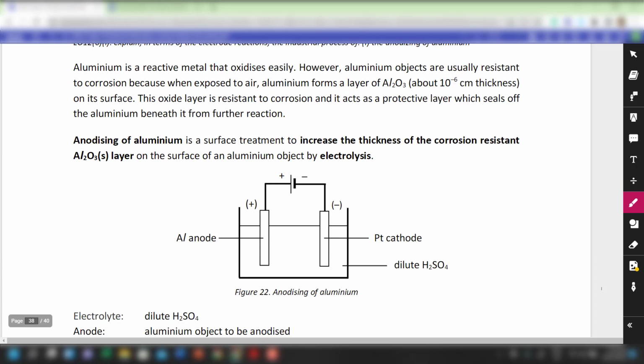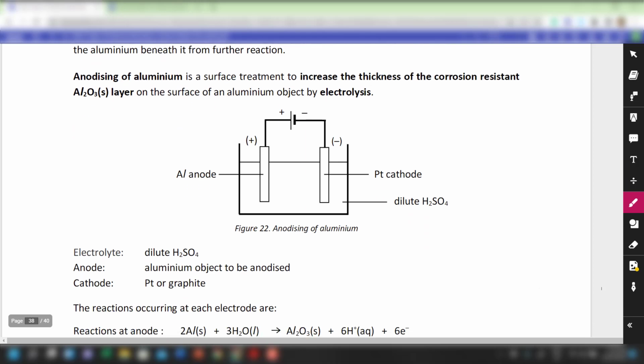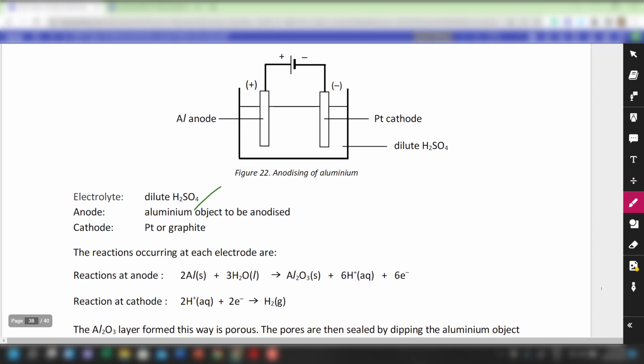Then at the cathode, we will use an inert electrode. The electrolyte is dilute sulfuric acid. We have aluminium objects to be anodized, and the cathode will be either platinum or graphite. There is nothing wrong with this, so please take note of this. Sulfuric acid is correct. You might be thinking, wouldn't sulfuric acid react with aluminium? Actually, yes and no, because remember that on the surface of aluminium there is an aluminium oxide layer. This layer is so resistant to corrosion that in the presence of dilute acid, it will not react so readily, unless you remove that aluminium oxide layer.